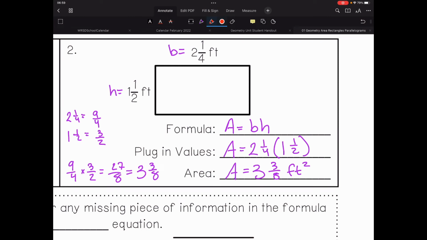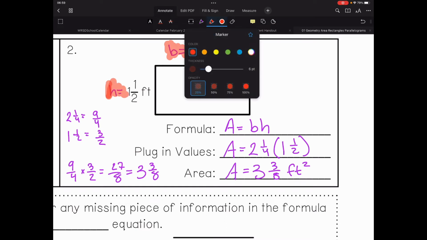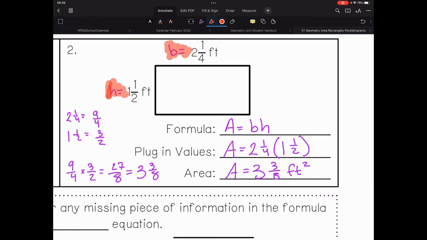Okay, so here's the answer. We should have an area of 3 3/8 feet squared. The first thing I did was identify my dimensions. So I found the base and the height. I then changed the mixed numbers to improper fractions. So 2 1/4 was 9/4, and 1 1/2 is 3/2. And then I went ahead and multiplied them together. The product of 9/4 times 3/2 was 27/8, which as a mixed number is 3 3/8.